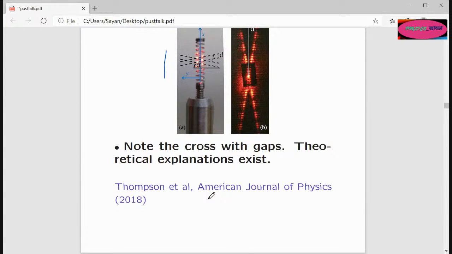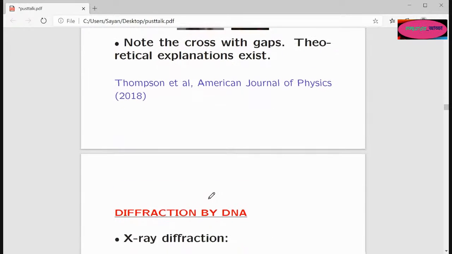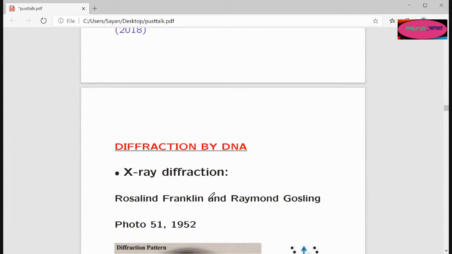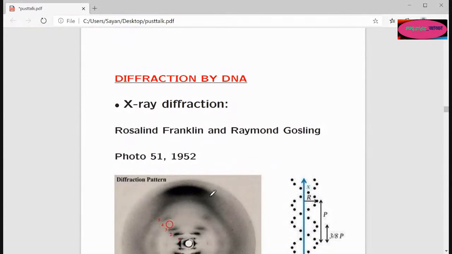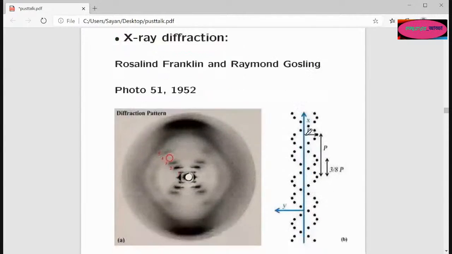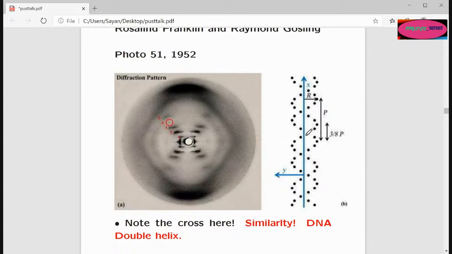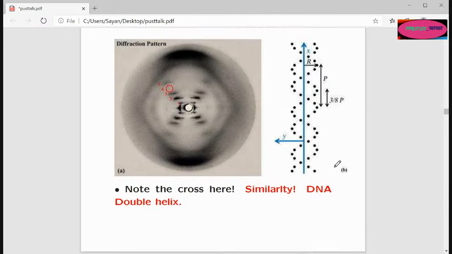But then there is more to this. You know that DNA is a double helix. And in 1952, using X-ray diffraction, Rosalind Franklin and Raymond Gosling, these people who studied diffraction patterns of DNA, found a diffraction pattern. There's a famous picture called Photo 51 of 1952. And what do you see over there? There you see the cross again. So it's again a cross over here.